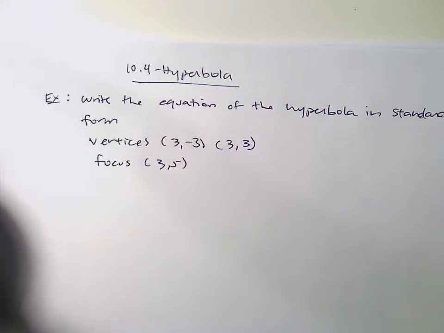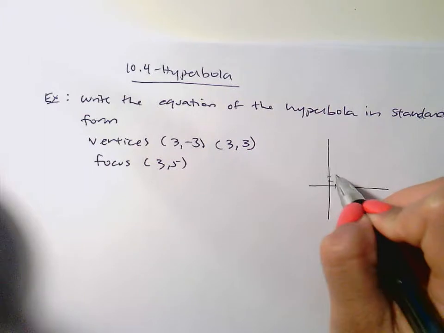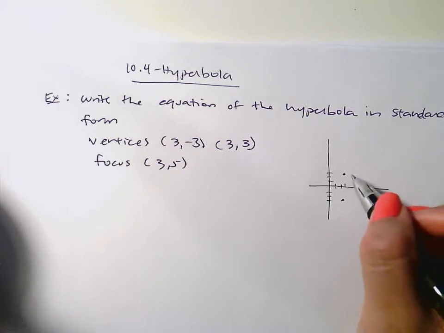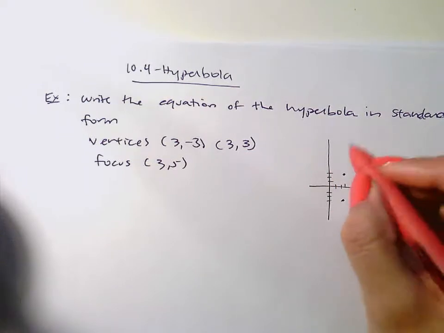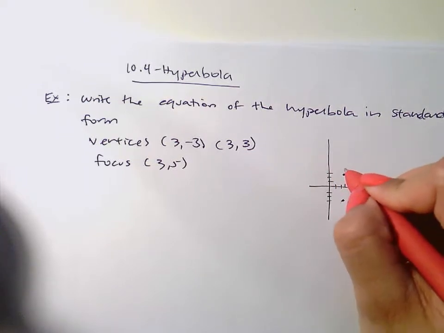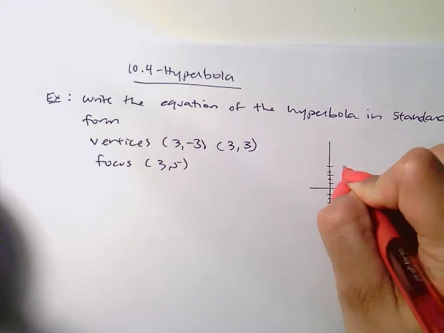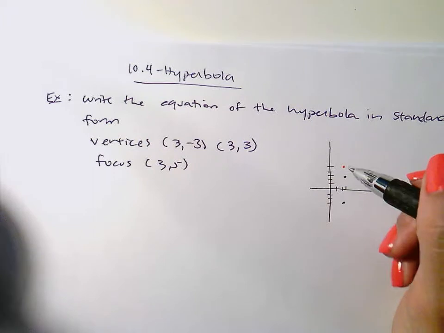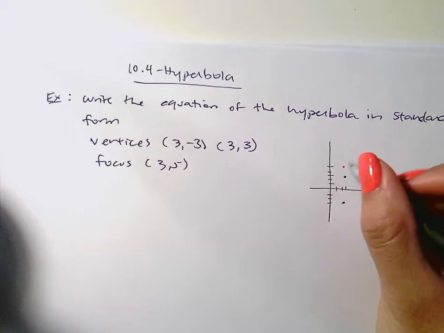So in order to determine what equation we're going to use, first I'm going to draw a sketch of this. So (3, -3) and (3, 3). So that's 3, 3, and going down, that's (3, -3). And then the focus is at (3, 5). So we know it's a hyperbola that's going to open up and down because the vertices are aligned vertically. So if it opens up and down, we're going to start writing our equation with the y's because these are vertically aligned, or they're parallel to the y-axis. Then the y is going to go first.